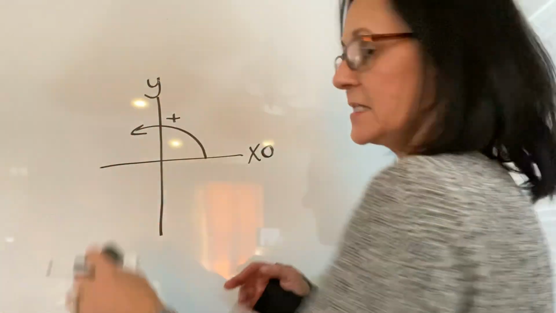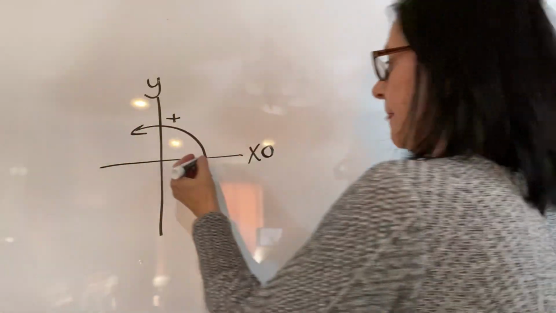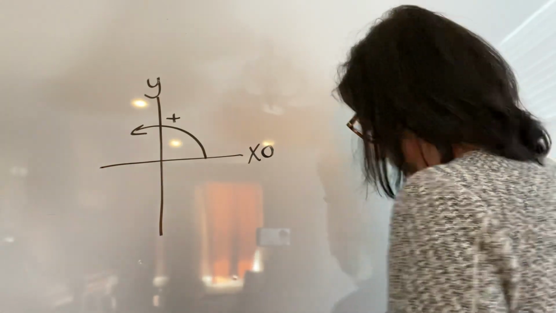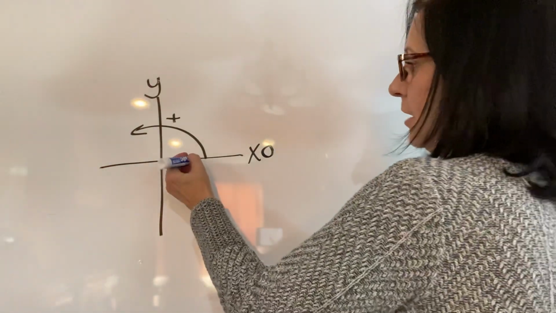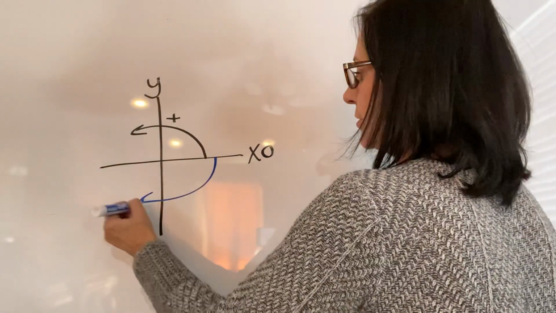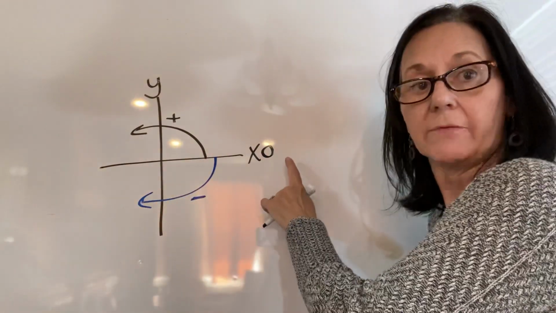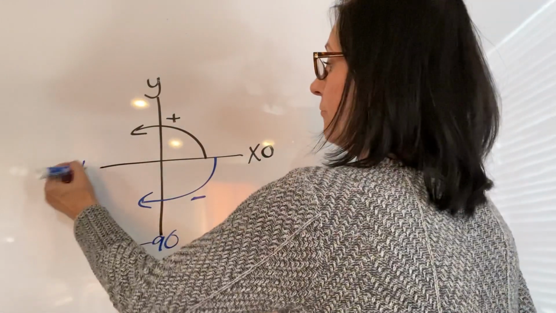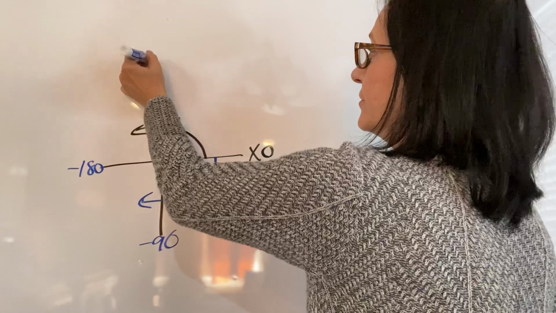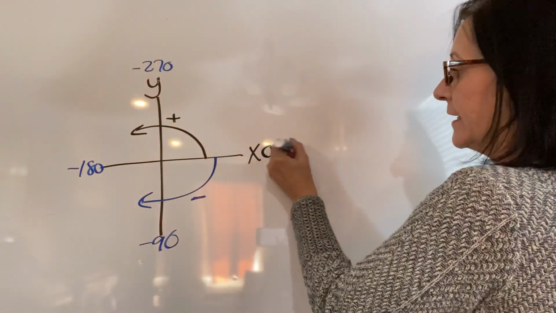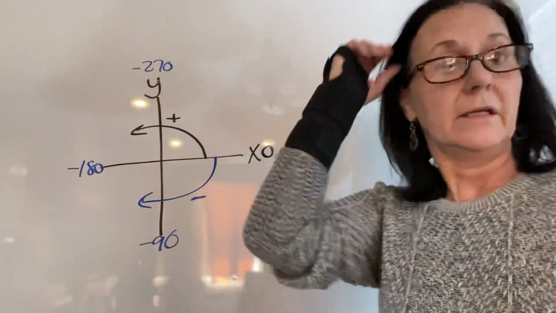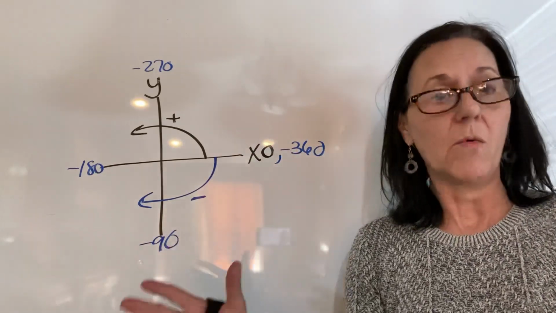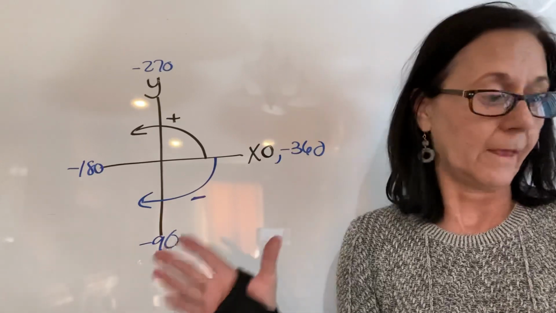So counterclockwise is positive. Clockwise is negative. So when I rotate it in this direction, we're going to be negative. So we're going to go 0, negative 90, negative 180, negative 270, all the way back around to negative 360. So you have to look and see where your angle is. Always, always draw your vector.